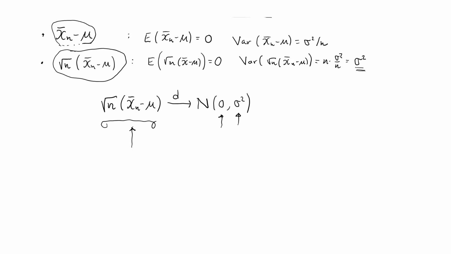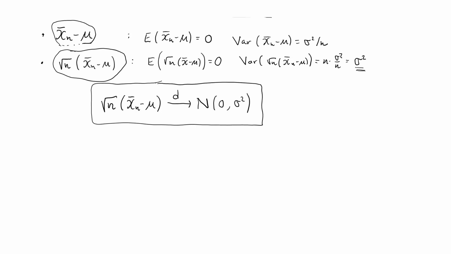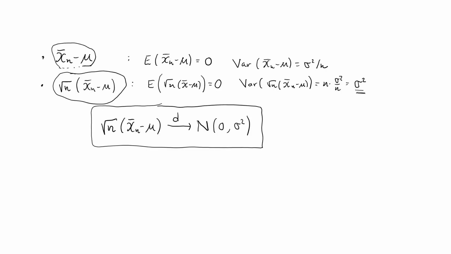The PDF of this random variable will become more and more similar to the PDF of a normal distribution with expected value 0 and variance sigma square. So this is the central limit theorem with the conditions that we have used in this lecture, that I have a random sample. This particular central limit theorem goes by the name Lindeberg-Levy central limit theorem. There are many versions of the central limit theorem, and they differ in the assumptions that are made.